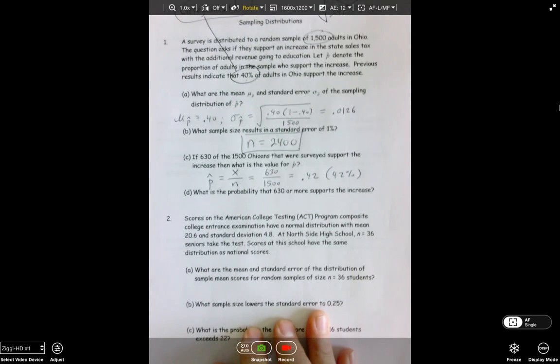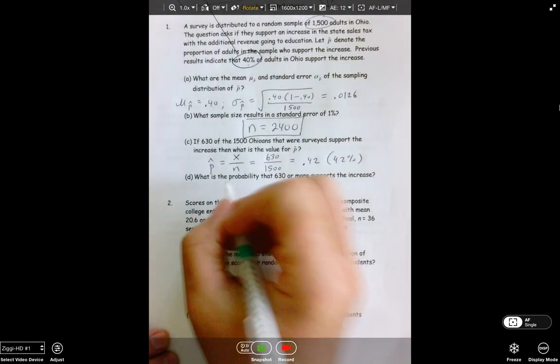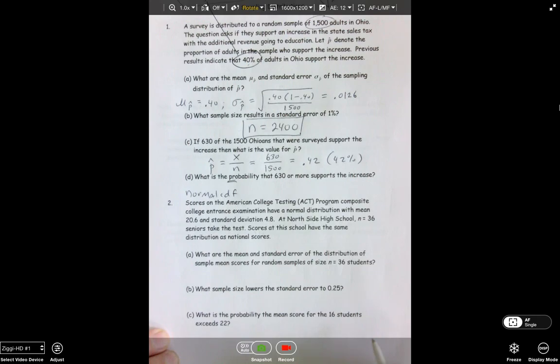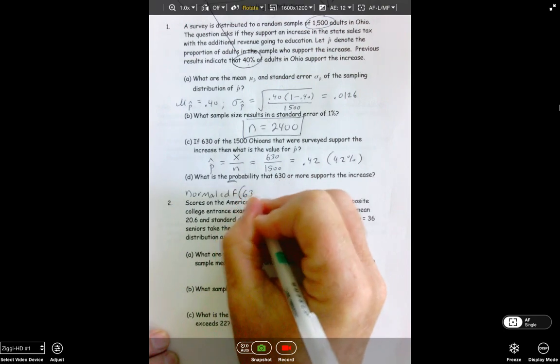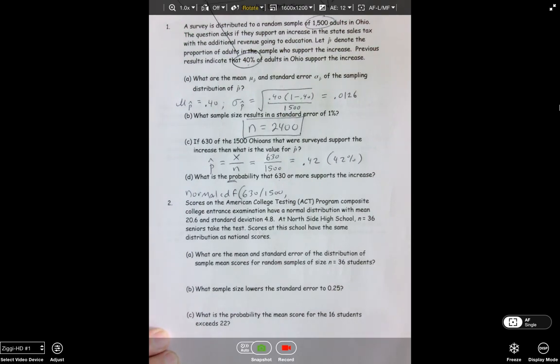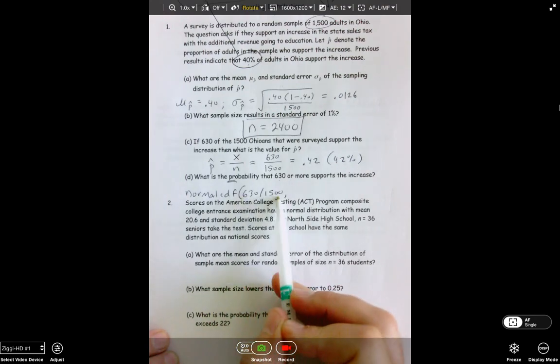All right, gang, what is the probability that 630 or more supports the increase? Probability starts with a P, so we know we're into normal CDF. So we want 630 or more. So I start out with 630, but remember that was taken out of 1,500 people. You can't just put the 630 there. If you do, you'll get it wrong. These problems deal with proportions, percentages, fractions. They don't deal with just a count, because 630 out of 630 is completely different than 630 out of 1,500 or 630 out of 15,000. You got to tell how many the count came from for the problem to make sense.